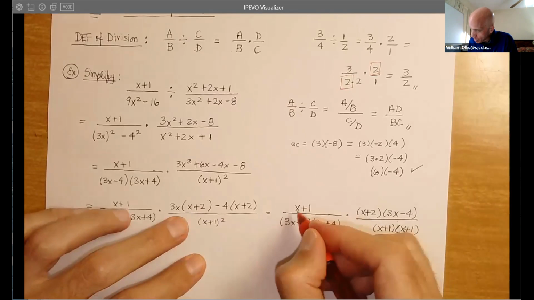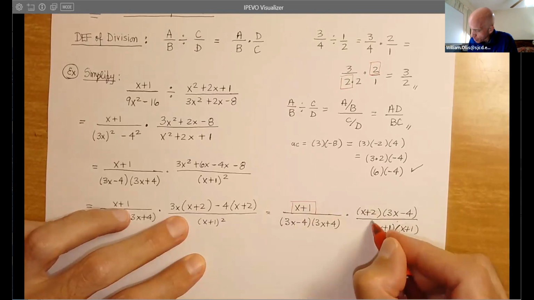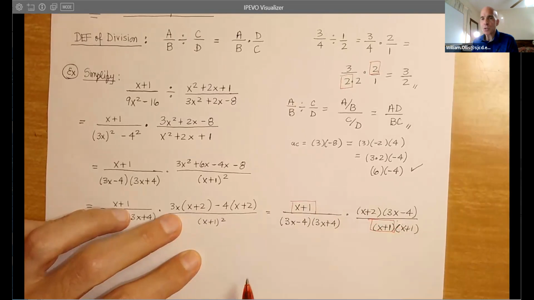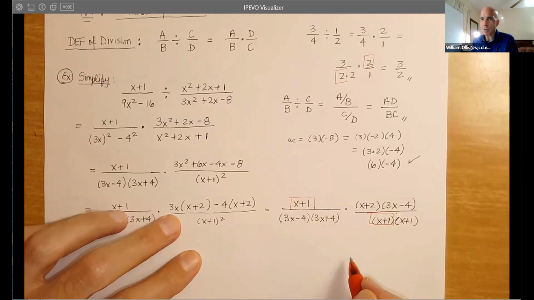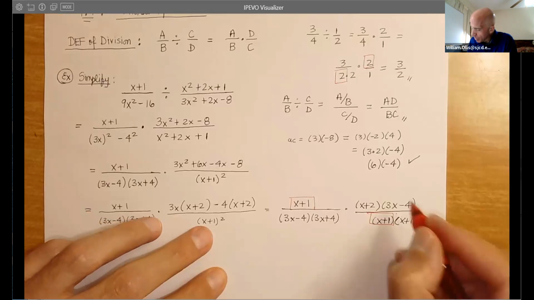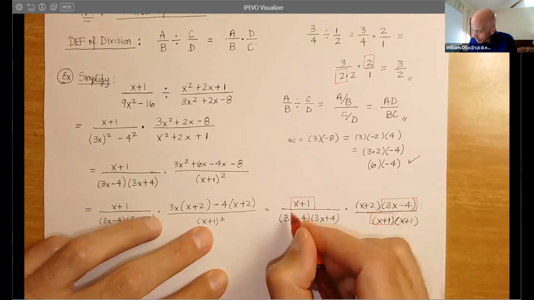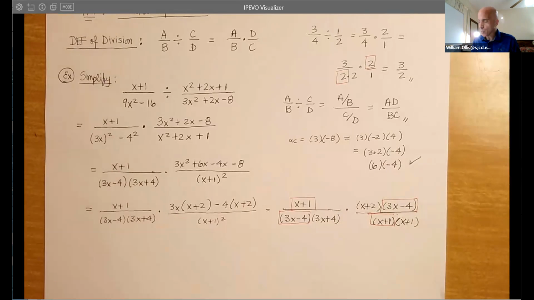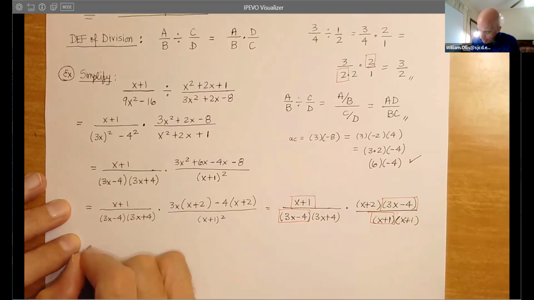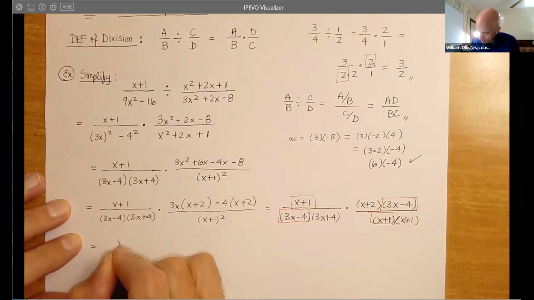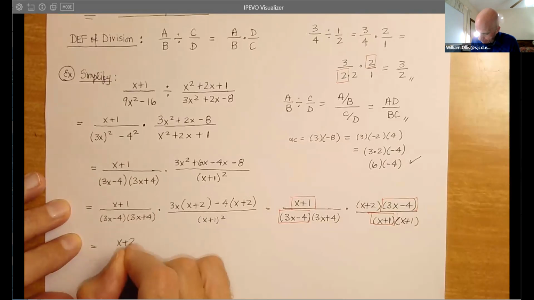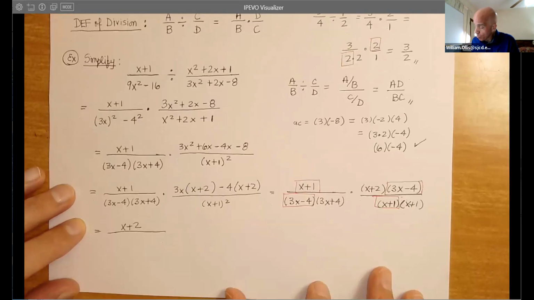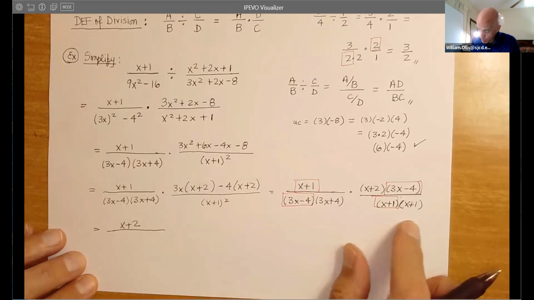So now what we can do is just say absorb. I would prefer that you do this instead of slashing through it. I know that's going to be hard for some of you, but you'll get over it. And then we have 3x minus 4 and 3x minus 4. Or we can write them so that we can align them. That's an extra step, but I don't think you need to do that. You see what I'm doing. And now we see what's left behind. Well, x plus 2 upstairs. And then, of course, downstairs, we have the 3x plus 4 and the x plus 1.